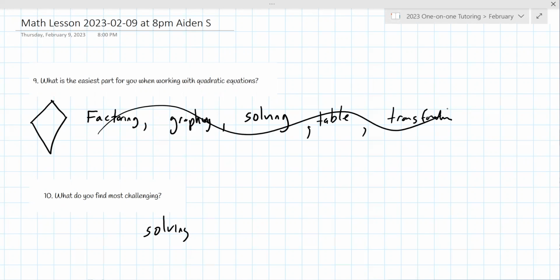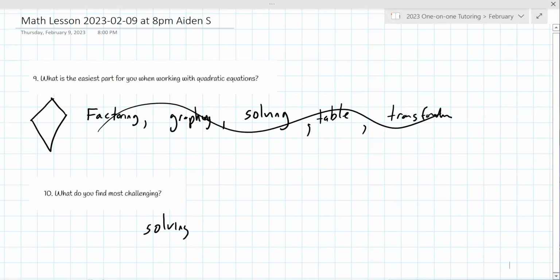So probably your teacher will read this and maybe think, okay, we need to do more solving because that was hard or that was difficult. Or no more solving. Well, it doesn't work that way. They usually want to give you more problems like the ones that are hard.